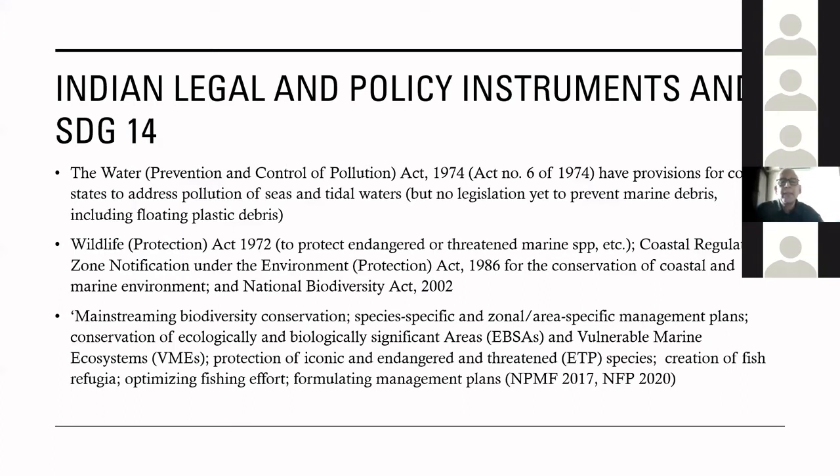And then if you look at the fisheries policies now, the National Policy on Marine Fisheries 2017, and then there is now an integrated national fisheries policy coming up, a sixth draft we have seen, where they're trying to combine marine and inland all into one policy. And there also there is a reference to mainstreaming biodiversity conservation, species-specific and zonal area-specific management plans, conservation of ecologically and biologically significant areas and vulnerable marine ecosystems, protection of iconic and endangered and threatened species, creation of fish refugia, optimizing fishing effort, and formulating management plans.